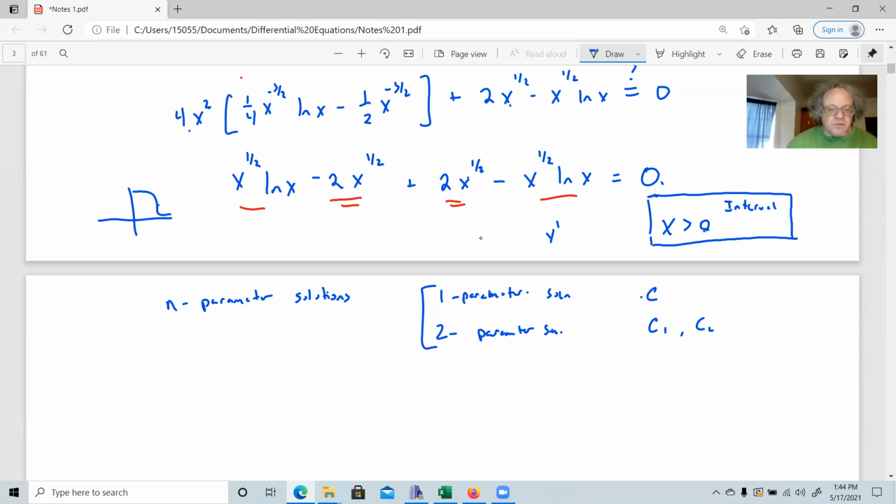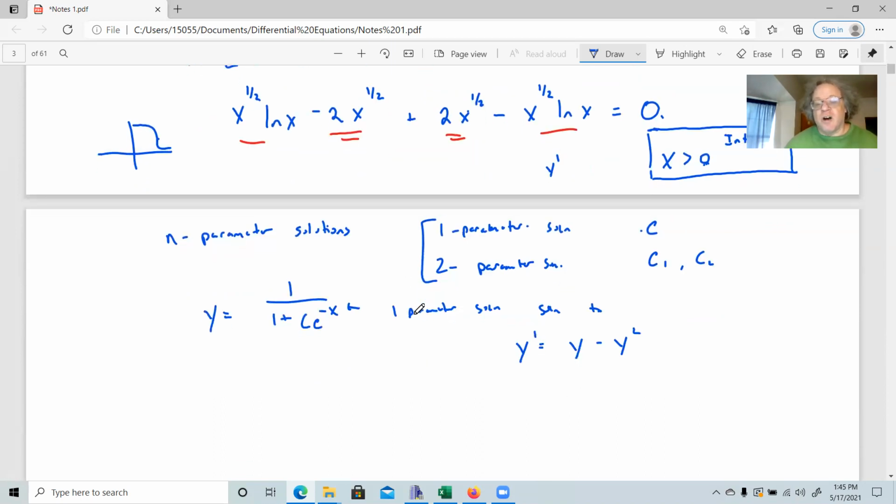So this is y equals 1 over 1 plus c e to the negative x. This is a 1-parameter solution, okay? And they're going to claim that this is the solution to y prime equals, I think, y minus y squared, okay? Now, they said we want you to solve for this. We're going to have y of 0 equal to negative 1/5, right? That's when x equals 0, y is equal to negative 1/5.